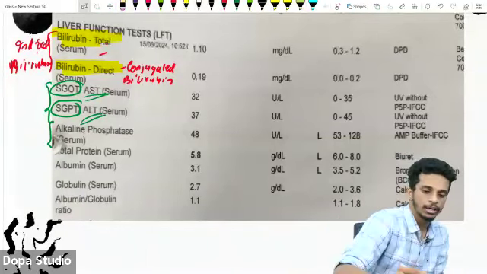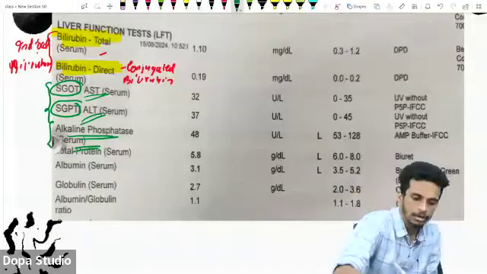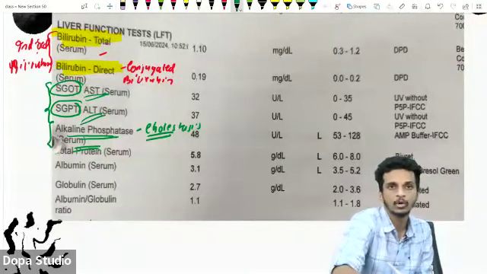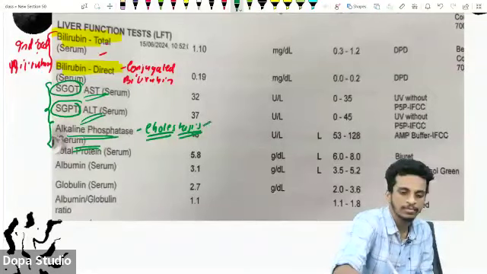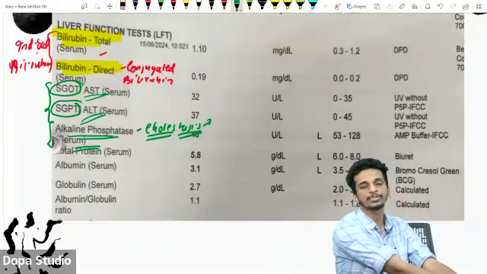Now, the next important one is alkaline phosphatase. The relevance of alkaline phosphatase is that it's a marker of cholestasis. What does cholestasis mean? Chole means something related to bile. Stasis means stagnant. Stagnation means obstruction. So there is obstruction to bile flow.